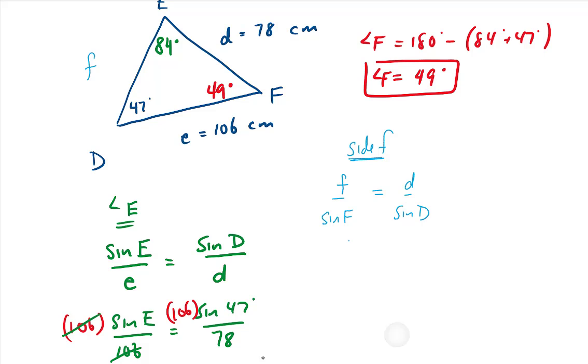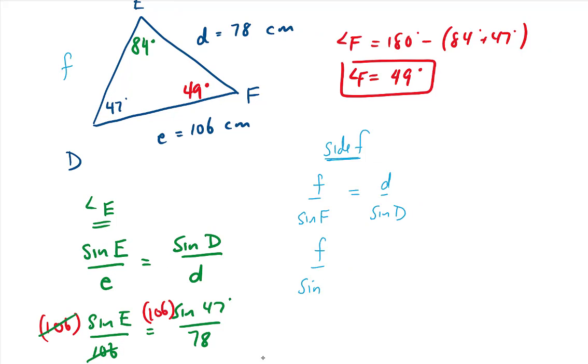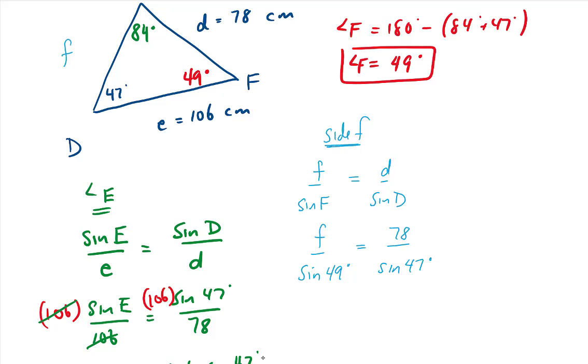Next, we sub in our values. So we have F over the sine of whatever angle F is. We have angle F equal to 49 degrees, which is equal to D, which is 78, over the sine of angle D, which is 47. Similar to what we did above, this is F divided by sine of 49, so the opposite is to multiply by the sine of 49 on both sides. The 49s will cancel. And we have F is equal to 78 sine of 49 degrees all over the sine of 47.